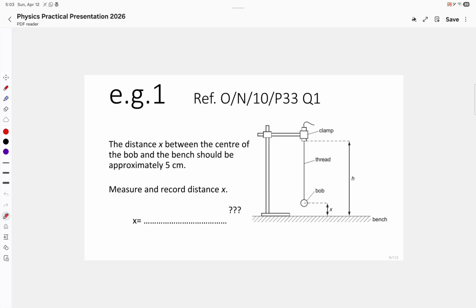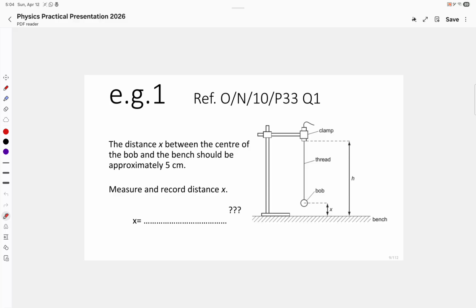I hope many of you have attempted this question during your practice. Here we have a pendulum bob hanging from a clamp and iron stand, and the distance x between the center of the bob and the bench should be approximately 5 centimeter. There is another value for h. I have specifically taken the area where you are going to write down the value for x. Surprisingly, they have already mentioned the answer: x is 5 centimeter.